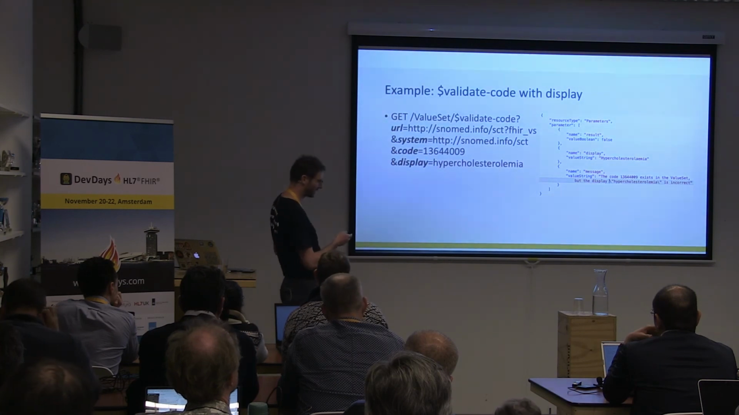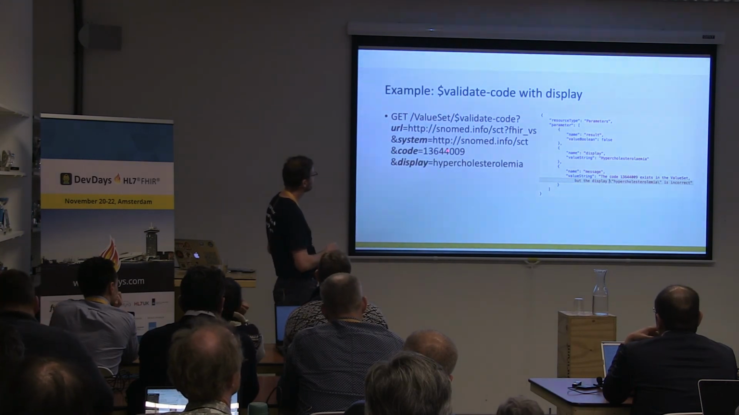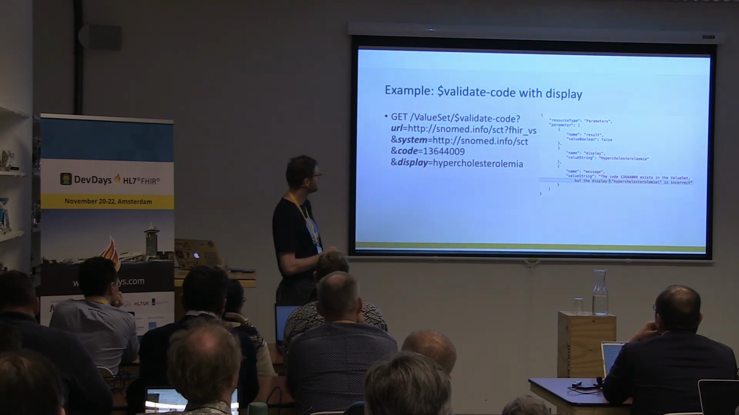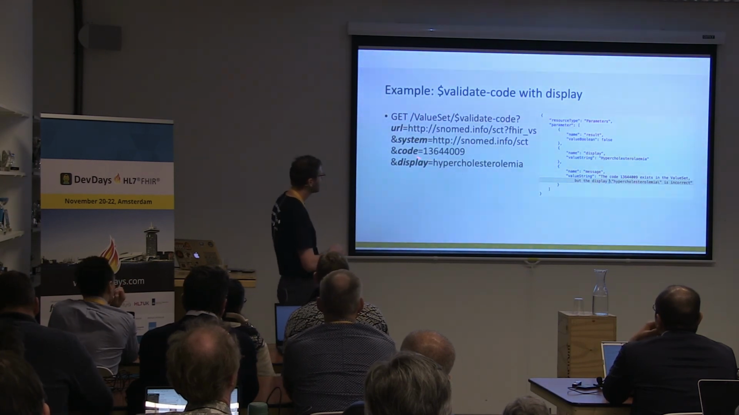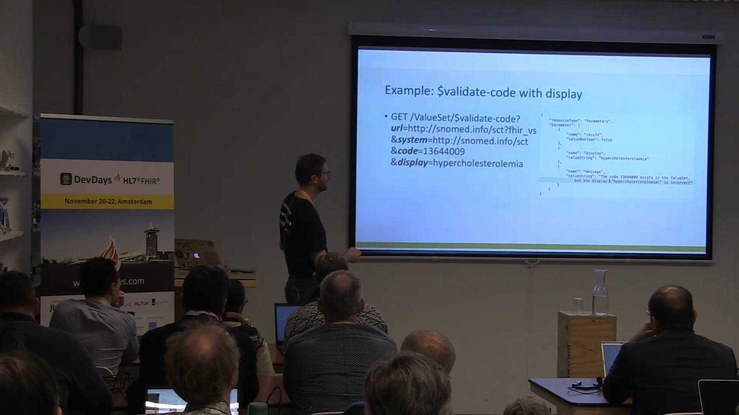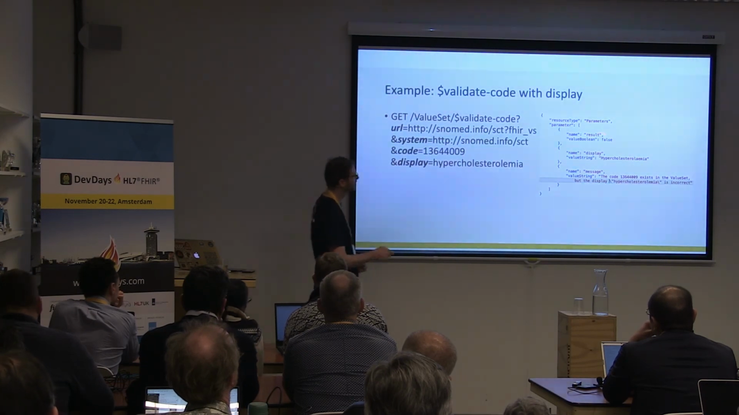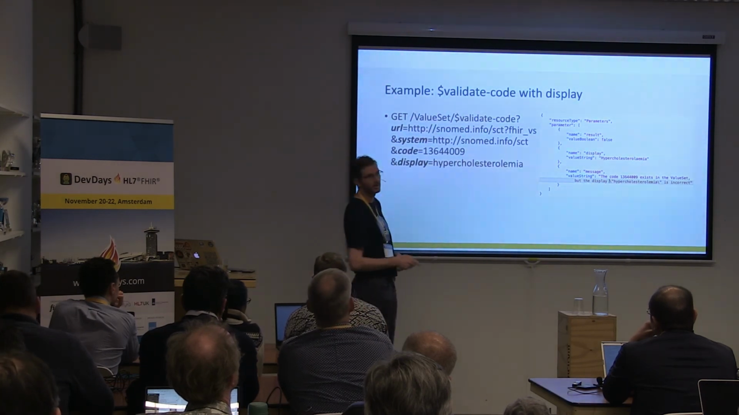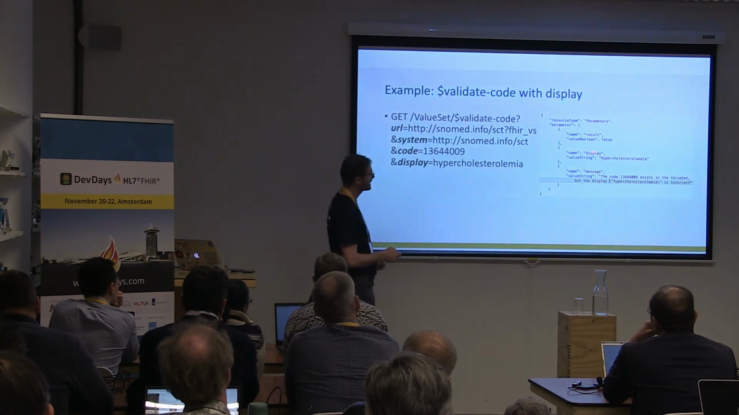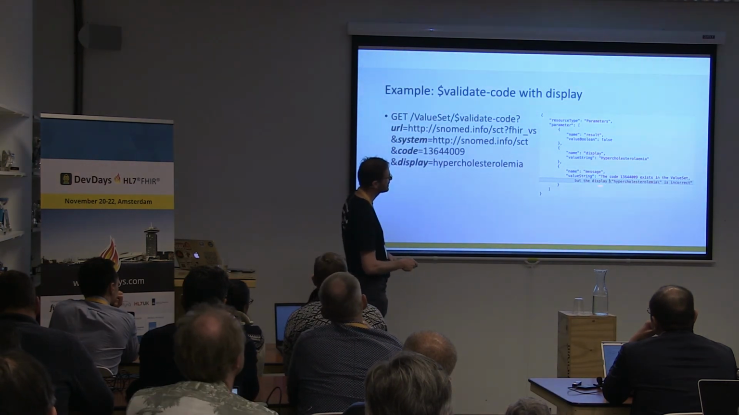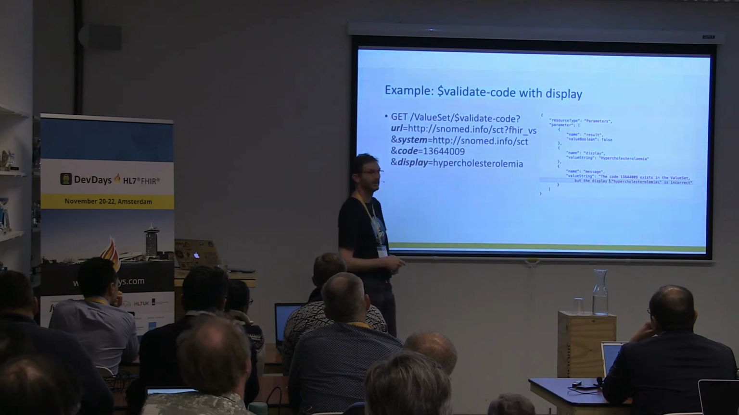But for the sake of the example, I'm going to validate this against all of SNOMED, and I'm going to say the code is SNOMED code 136444009, and I'm going to say the display text I receive for that is hypercholesterolemia. And when I do that, the server's going to come back and say, nope, that's not acceptable. It's going to say the code exists in the value set, but the display hypercholesterolemia is incorrect.